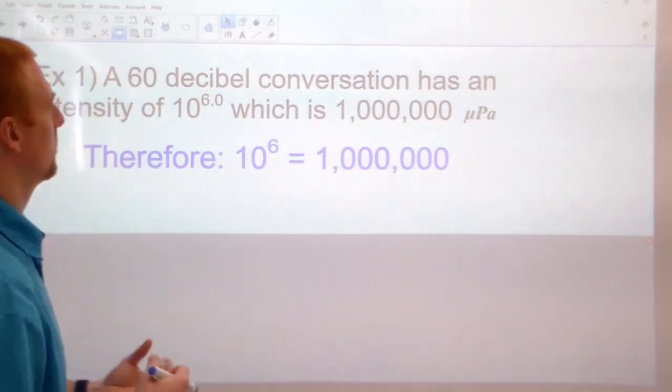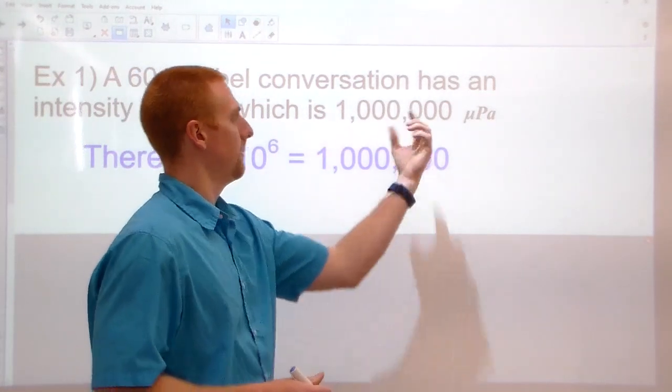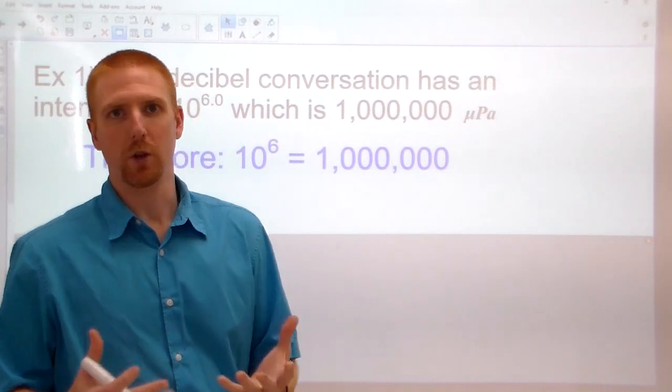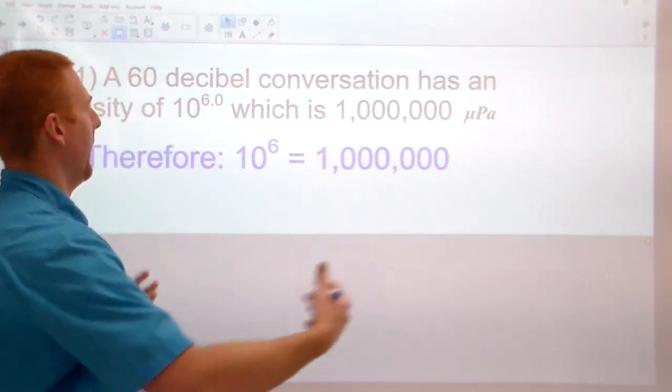So that's where we get this trick, or this problem we have to get around, is there's a very big difference between a whisper and a jet engine. I mean, so big that we can't even put them on the same graph. It wouldn't even make sense, and that's why we come up with this way to get around it.